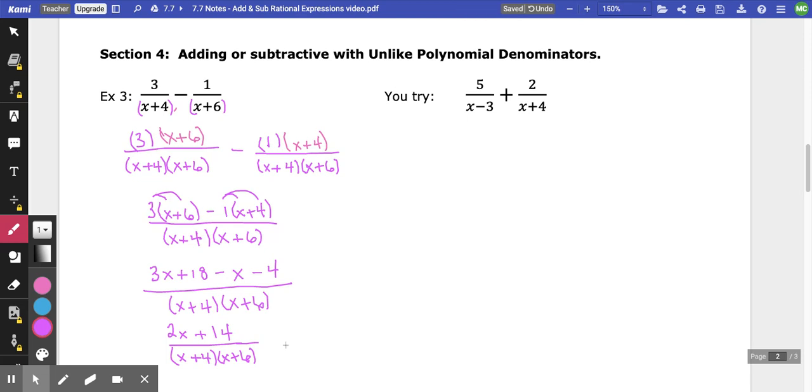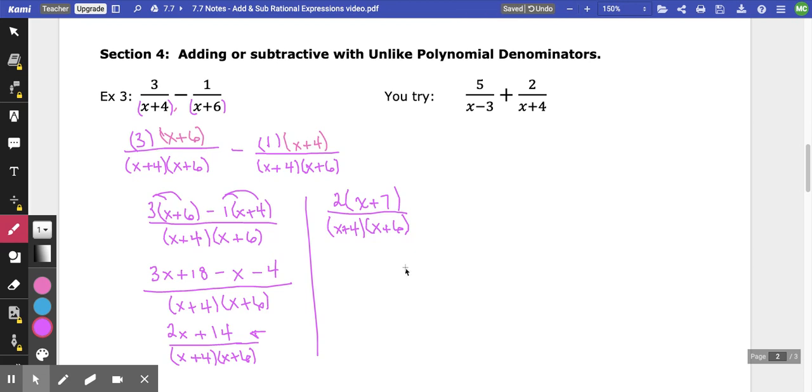Okay, now, if this can be simplified, then I do need to simplify it. So I'm going to look at the numerator and see if it can be factored at all. The two terms that are there do have a common factor. That common factor is 2. So I'm going to write out the factored version of that expression. If I factor out a 2, the other factor would be x + 7. I'm just recopying that common denominator.